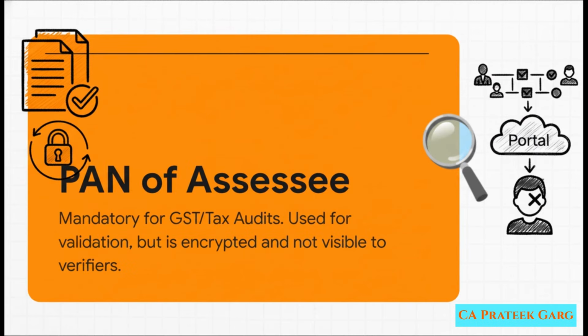This next one is a huge new compliance check, especially for GST and tax audits. You now have to enter the assessee's PAN. The system uses this to validate against the e-filing portal, so it has to be a perfect match. And don't worry about privacy. The portal encrypts the PAN, so the person verifying the UDIN will never see it.